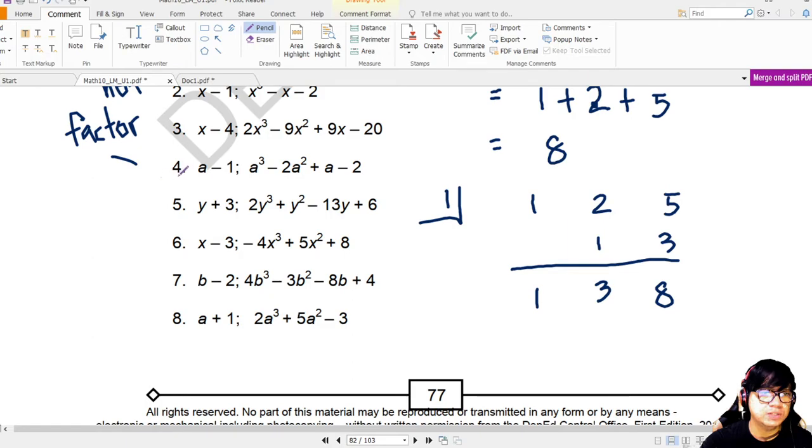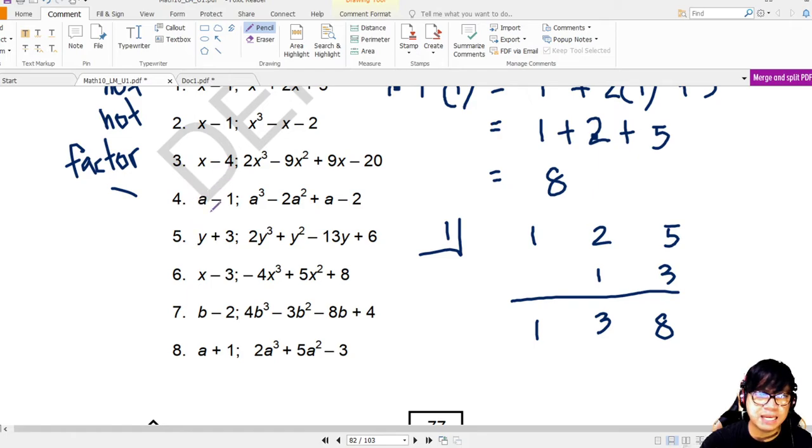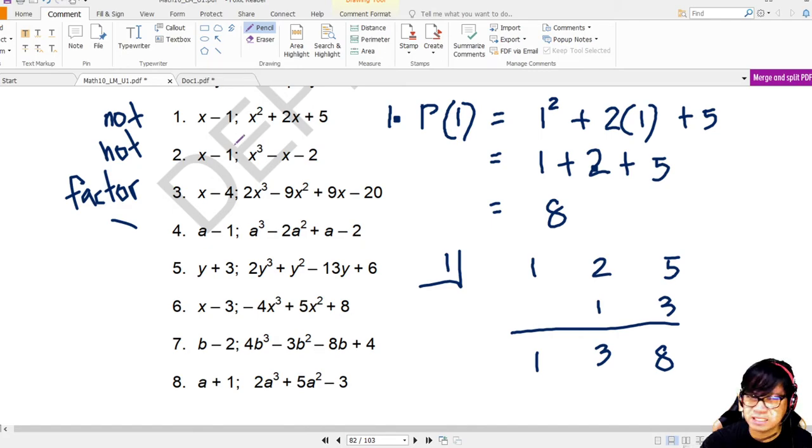Okay, let's proceed to number 4. Only two are left; the rest will be your activity. Don't be confused that we changed the variable. They are the same, we just used A instead of x. Any letter can be a variable, so the A here is the same as x. It just changed the variable. So, let's answer number 4.